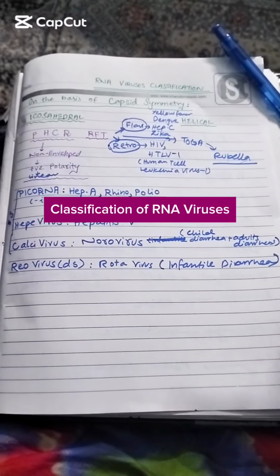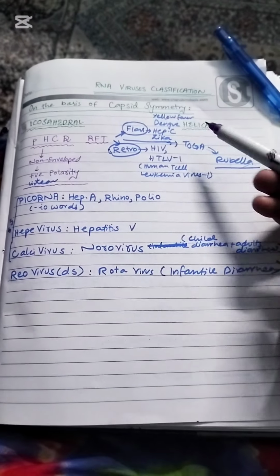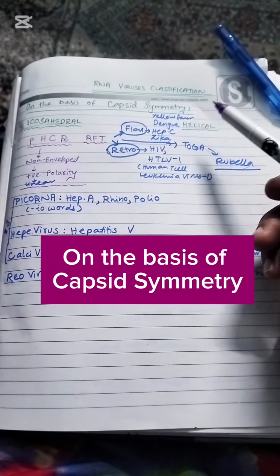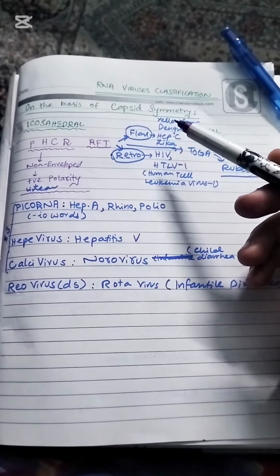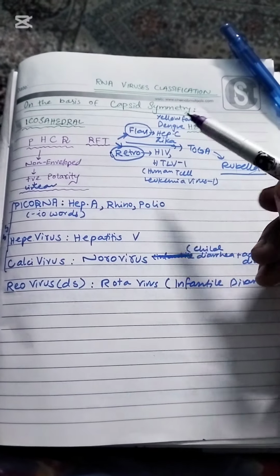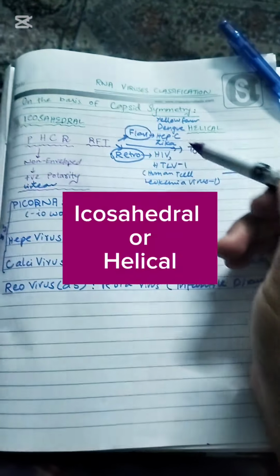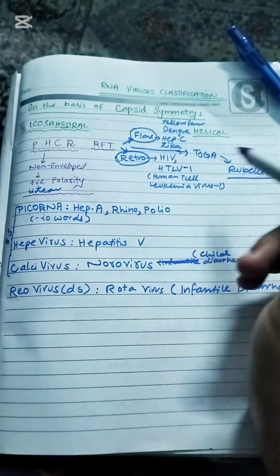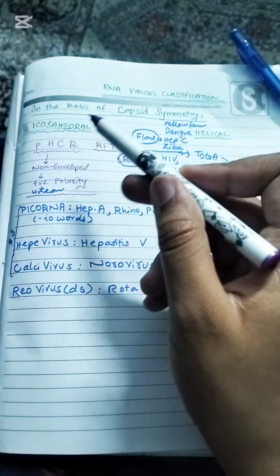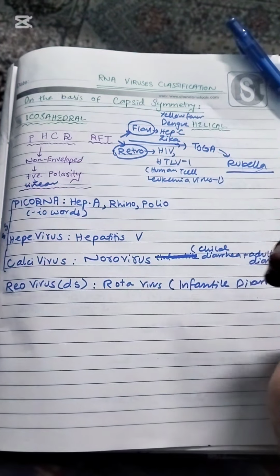Now let's talk about the classification of the RNA viruses. Let's classify them on the basis of the capsid symmetry. So we have two types of RNA viruses on the basis of capsid symmetry. These might be icosahedral or helical, 20 sides or 6 sides. Now let's talk about the icosahedral RNA viruses.